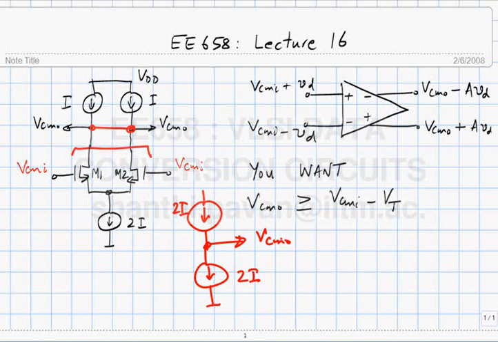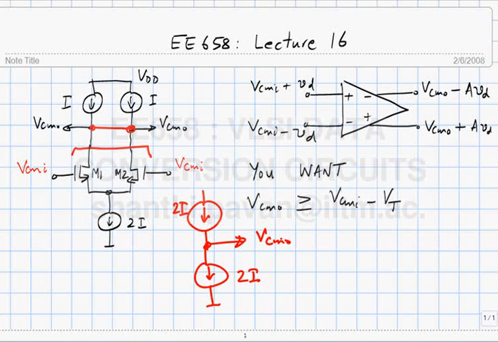It can be anything. I mean, it could be greater than VCMI minus VT, it could be smaller. So whenever two equal current sources are fighting against each other, the potential of that node is indeterminate, because by definition a current source is something which will keep supplying the current it is supposed to, regardless of the terminal voltage across the current source. So as such, we cannot at this point figure out what VCMO will be.